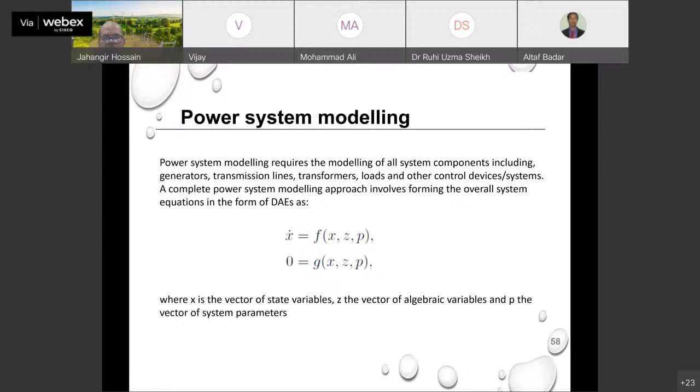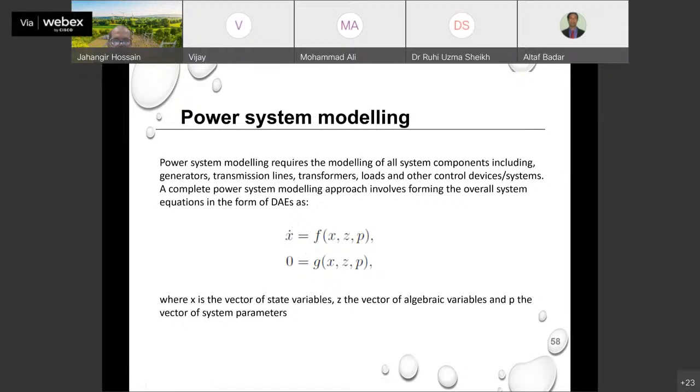Now, just before showing that, in microgrid research, many times I talk about power system modeling and also linear systems and non-linear systems. Any type of power system model we could represent using a differential algebraic equation. So this is the differential equation and this is the algebraic equation. Here x is the state variable, z is the vector of algebraic variables, and p is the vector of system parameters. So any system you have, you can model like this.